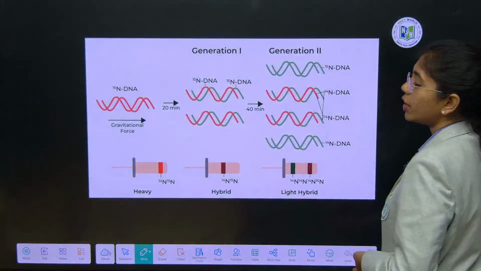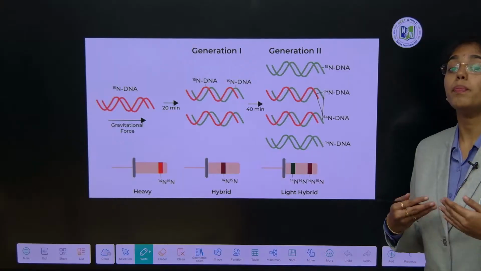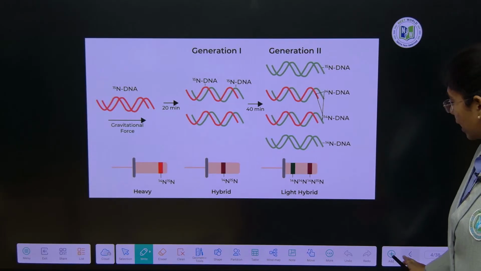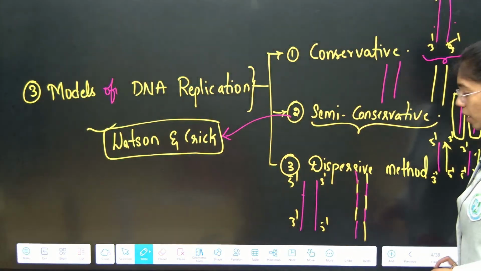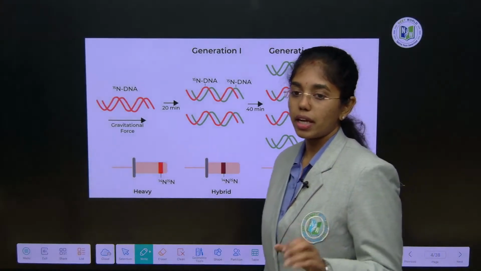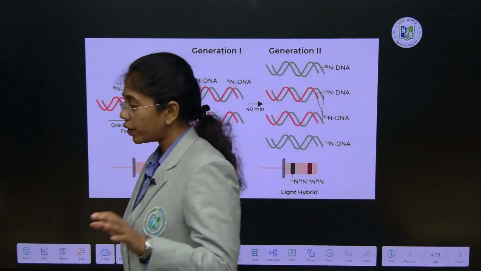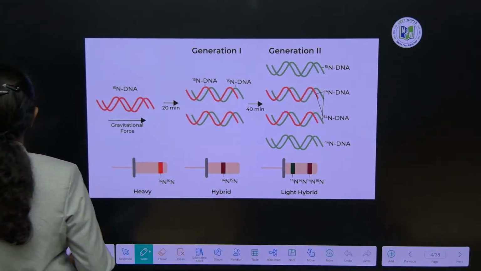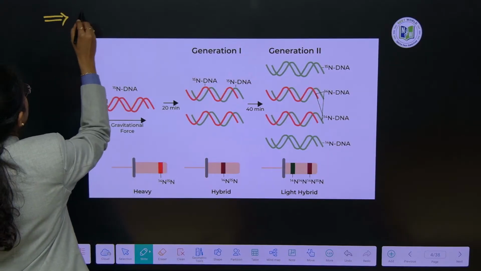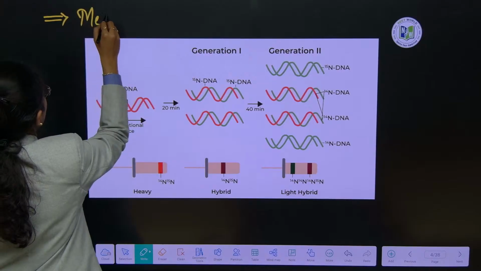Here we go with the experimental proof for semi-conservative method of DNA replication. Till here semi-conservative method is clear, right? Amongst 3 DNA replication models, semi-conservative method of DNA replication is widely accepted. Now here there is an experimental proof for it, which is given by Meselson and Stahl's experiment.